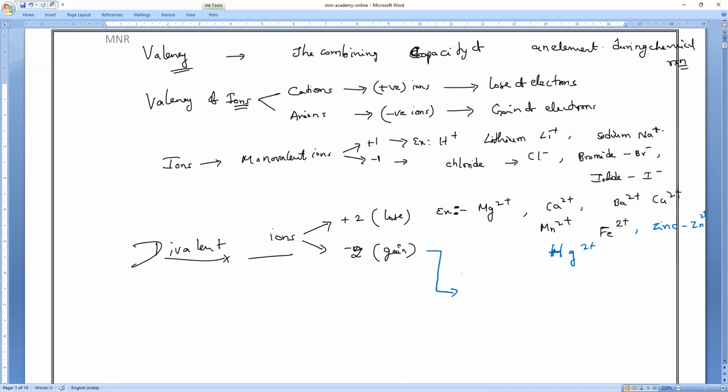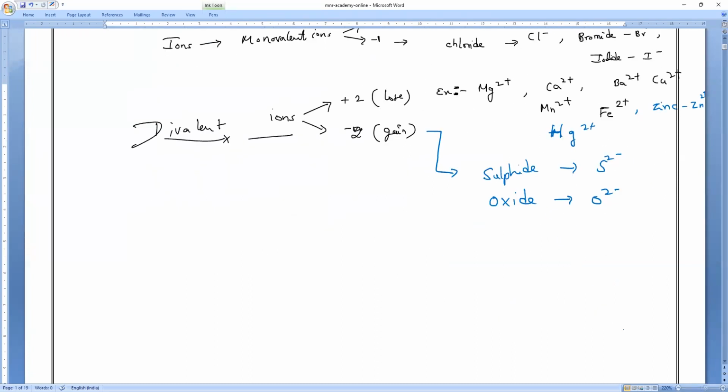Can you give me negative examples of divalent ions? Sulfide, very good, S2 minus. Any other? Calcium is positive; we want a negative one. Oxide will come, O2 minus.